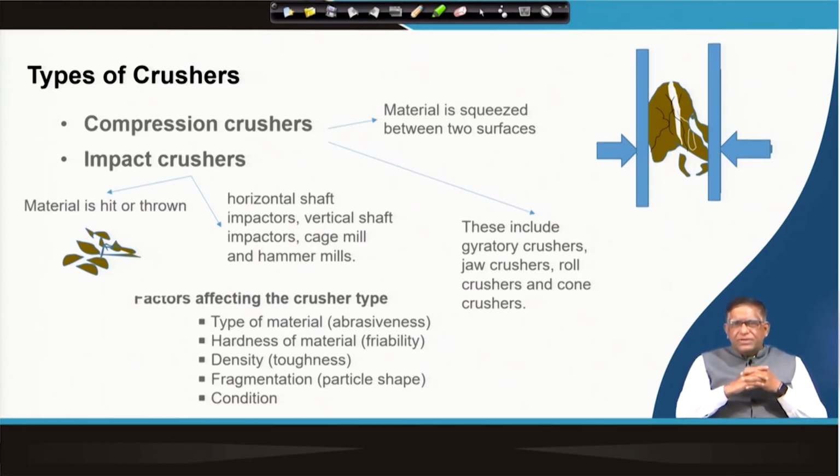Similarly, the hardness of the material: if you have a friable rock, it will very easily get broken into pieces. Then the density of the material: some materials are very tough to break and will not break easily. The fragmentation will also depend on what type of shape or particle you need. And then also under what conditions it is working: wet, dry, high temperature, low temperature, in a confinement, in an open type, or one side open type. There are different conditions that may take place.